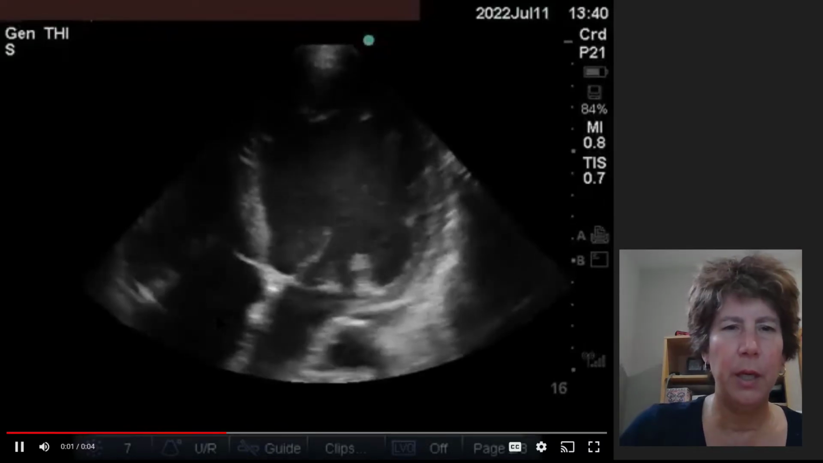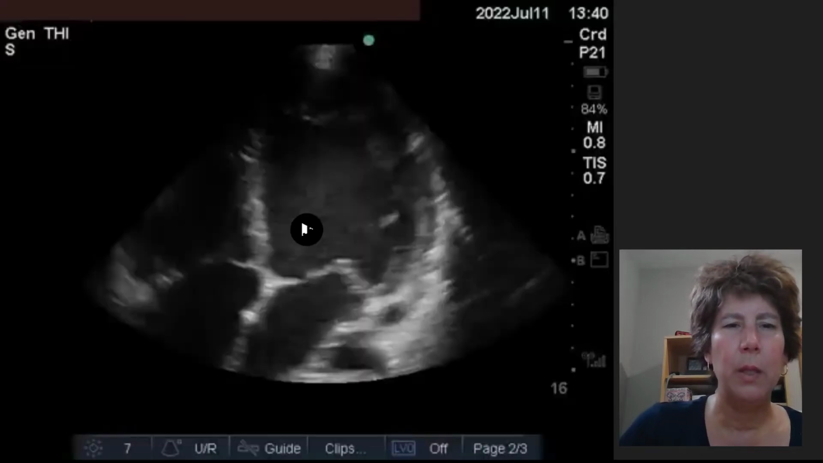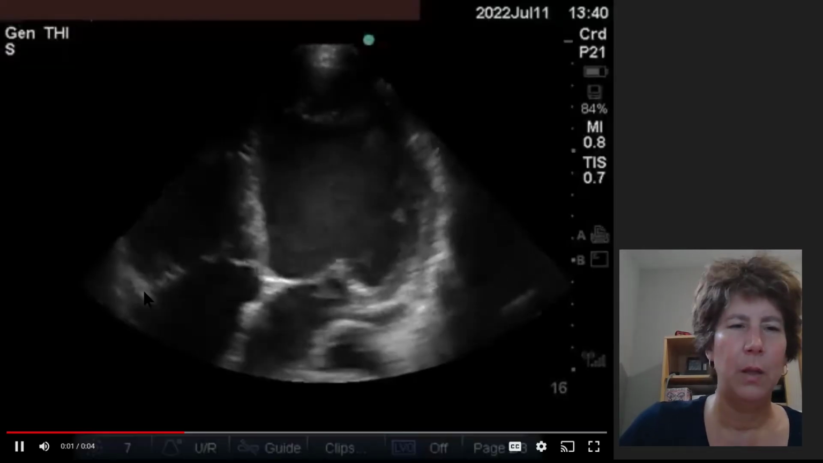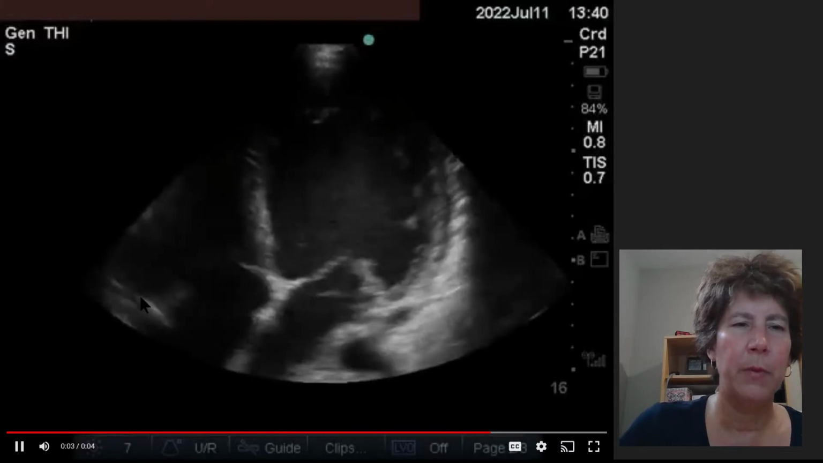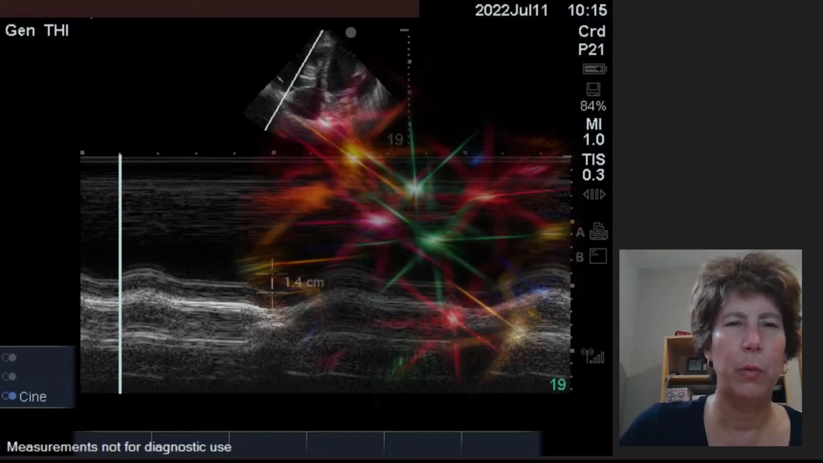And then here, now we can see that RV base. So for the RV, you always want to see base as well as free wall. This does not look like it's contracting very well visually, confirmed by our TAPSE in the next view. That was only 1.4. 1.6 is the standard for normal.